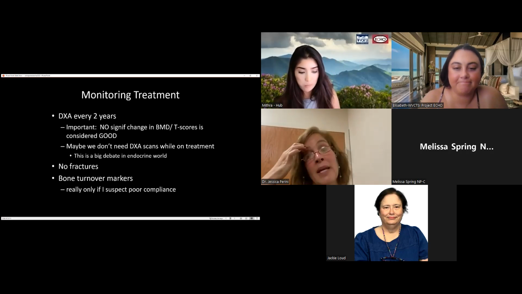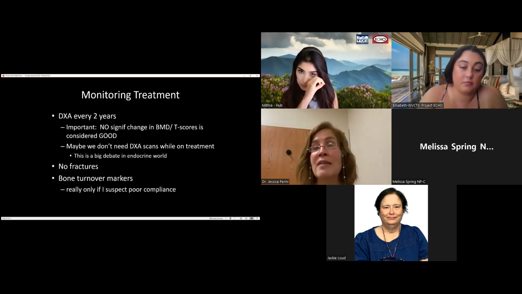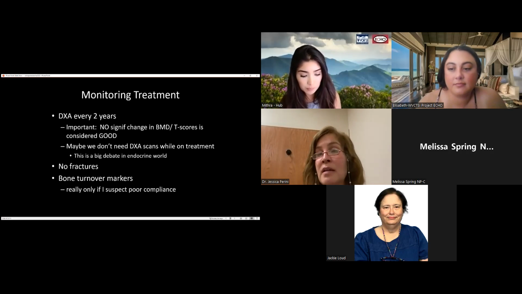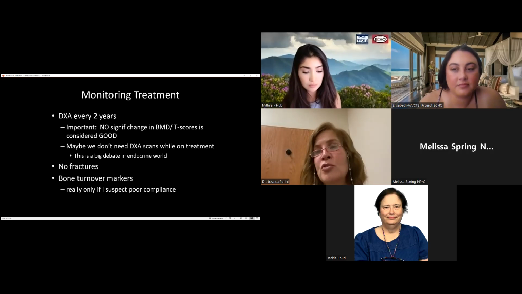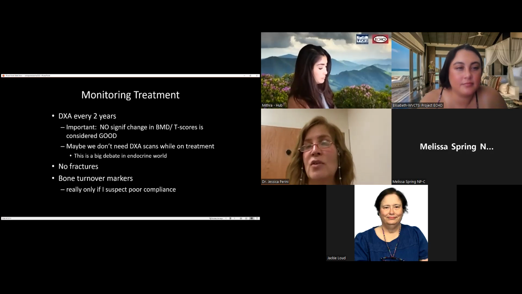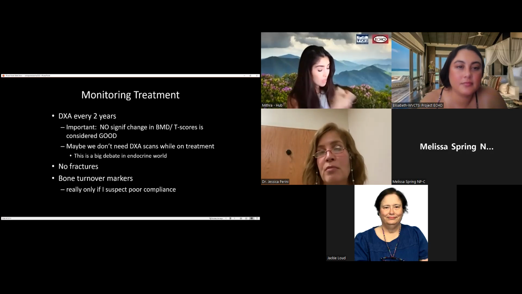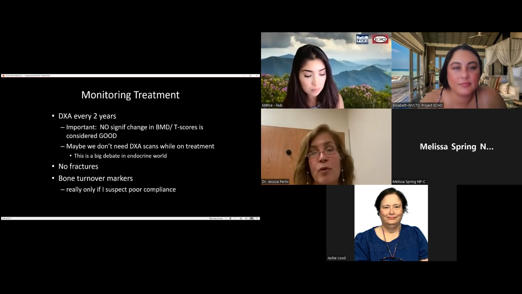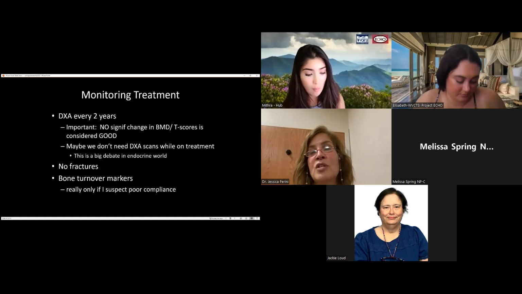There's a lot of debate in endocrine world about whether we even need to continue to follow DEXAs once somebody is on treatment. It's not usually going to change our management. So why do we keep putting people through DEXAs? All right. When you see them in follow-up, you want to ask, did you have any broken bones since I saw you last? And then there's the question of bone turnover markers.